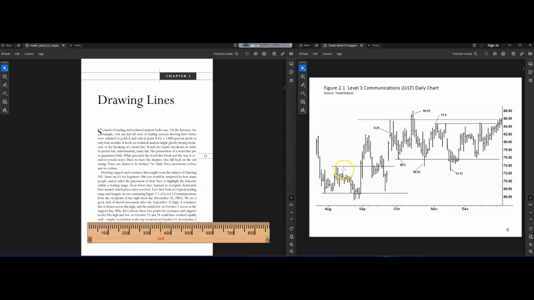All right, so let's just start. We're going to start talking about this chart. We see a great deal of movement. September 25th highs right here. A resistance line is drawn across the high and the initial low on 10-2. So this is your high, this is your low. High, low, or rally, pullback.